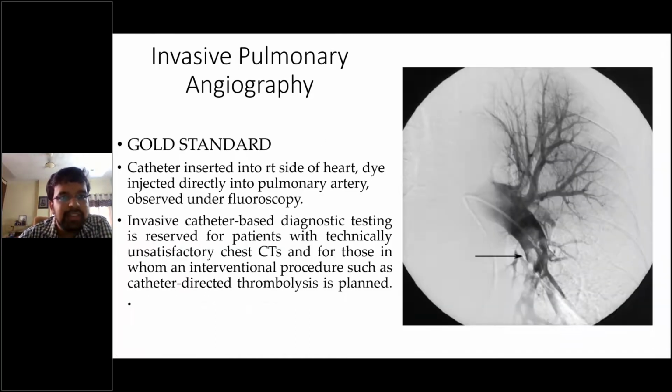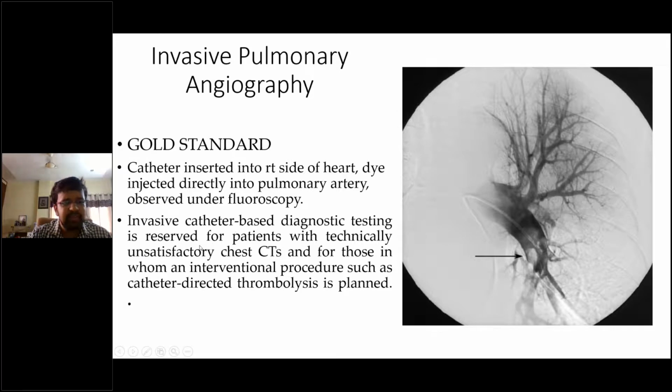ठीक है. The gold standard would be an invasive pulmonary angiography. इसमें basically क्या कर रहे हैं? A catheter is inserted into the right side of the heart. You're basically going inside the heart. It is very invasive. The dye is directly injected into the pulmonary artery and observed on fluoroscopy. ठीक है. ये जरूरत नहीं है करने की because we have a very good non-invasive investigation which is CECT.